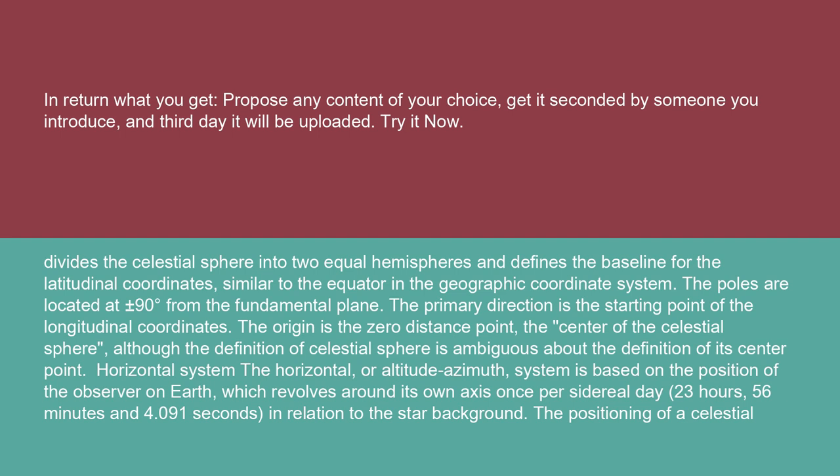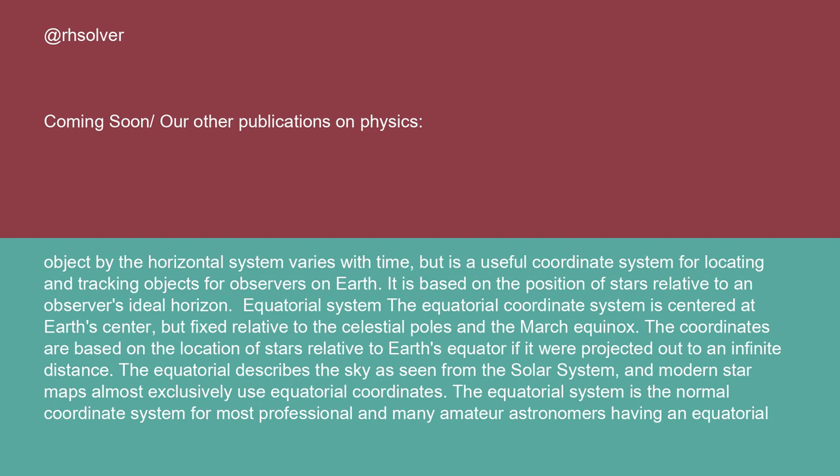Horizontal system: the horizontal or altitude-azimuth system is based on the position of the observer on Earth, which revolves around its own axis once per sidereal day, 23 hours, 56 minutes and 4.091 seconds, in relation to the star background. The positioning of a celestial object by the horizontal system varies with time, but is a useful coordinate system for locating and tracking objects for observers on Earth. It is based on the position of stars relative to an observer's ideal horizon.